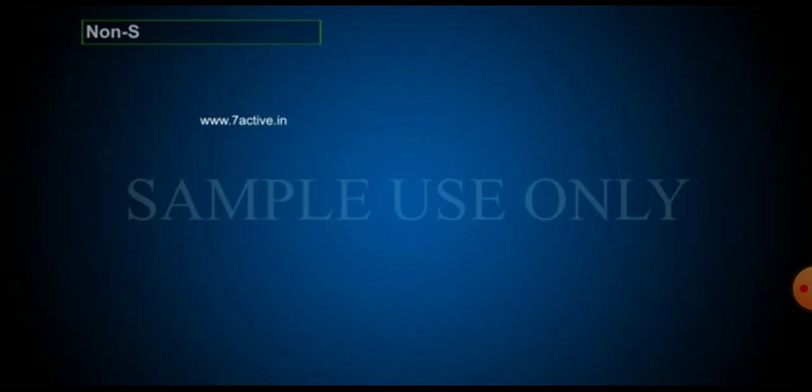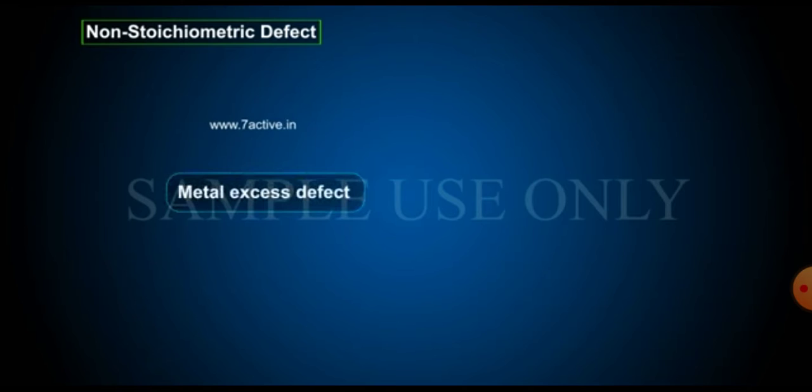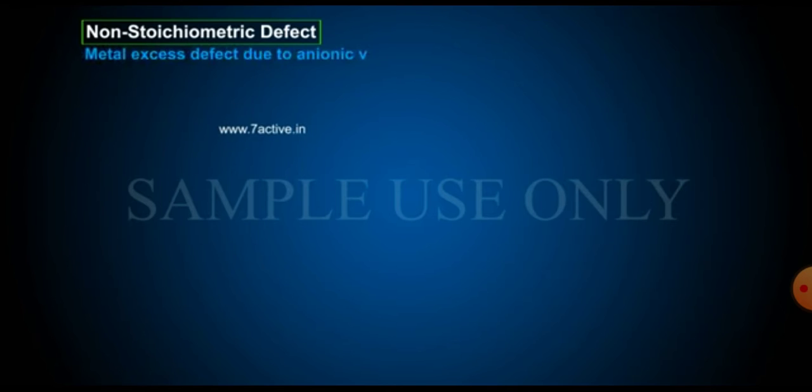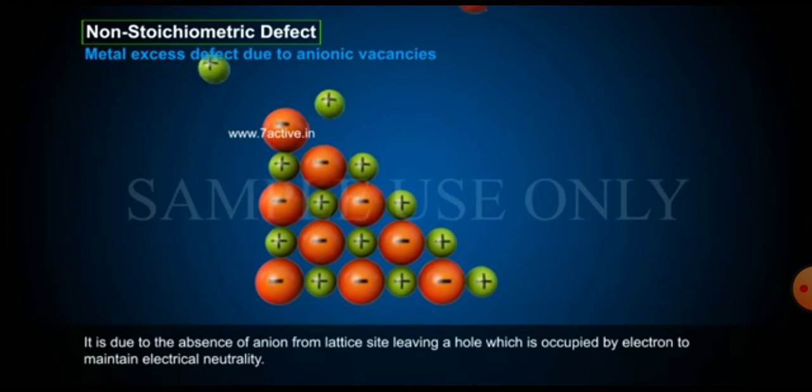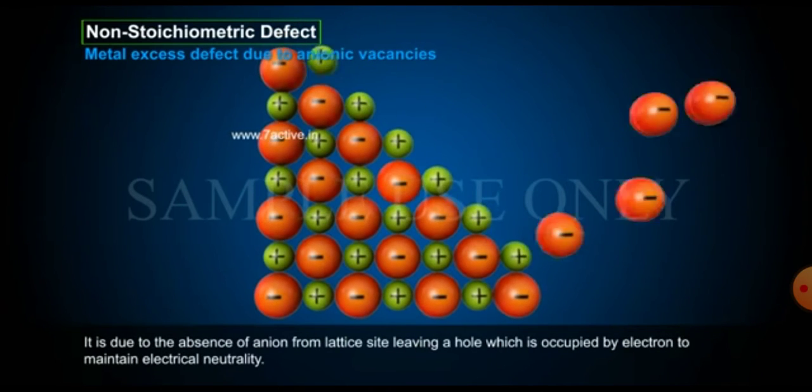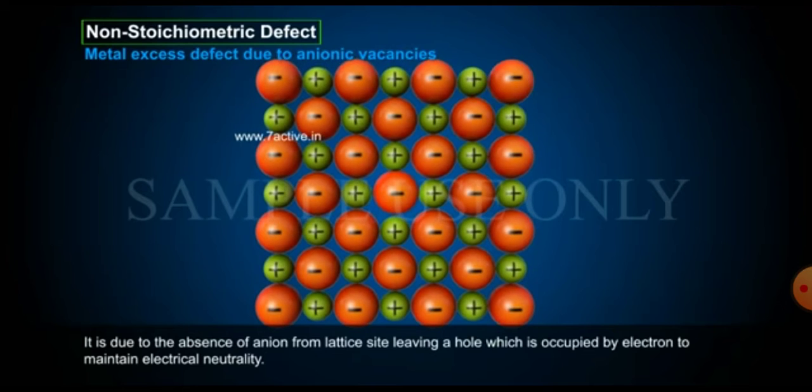B. Non-stoichiometric defect. These are two types, metal excess defect and metal deficiency defect. Metal excess defect due to an ionic vacancy. It is due to the absence of an anion from a lattice site, leaving a hole which is occupied by an electron to maintain electrical neutrality.